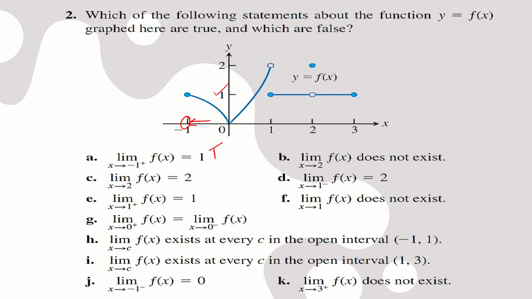Limit x goes to 2, f of x does not exist. So if we approach 2 from either side, you see, from this side or from this side, the graph is going to a single point, and that point is what? It is 1. You see, at this position the value is 1. So the limit at this point 2 exists.